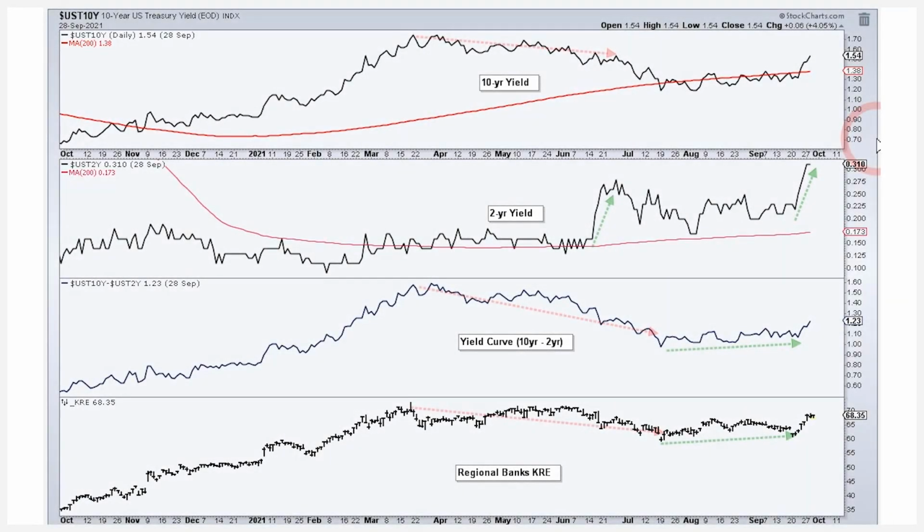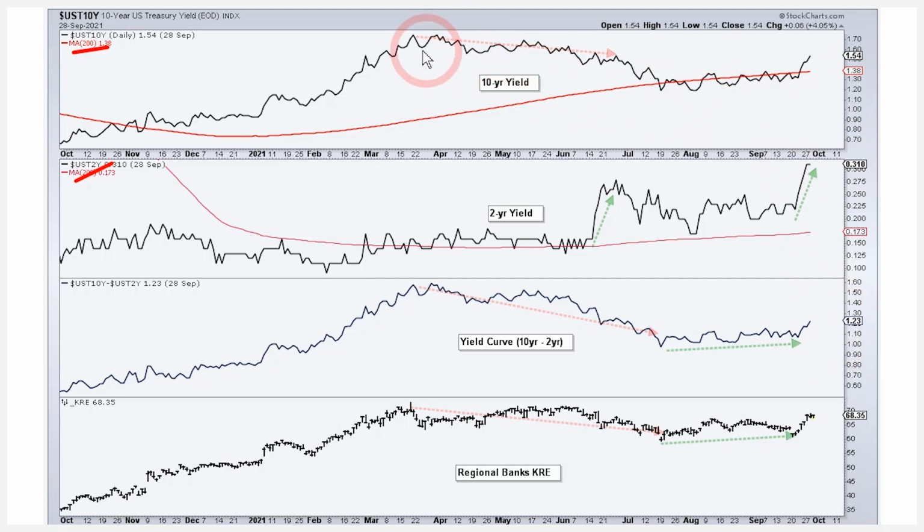Now let's look at the yield curve and what effect we're seeing on the yield curve. Now we're going to use the 10-2 yield curve, and that would be the 2-year yield and the 10-year yield. So what you do is you subtract the level of the 2-year yield from the level of the 10-year yield, and that is your yield curve, which is the third window there. That's the difference between those top two.